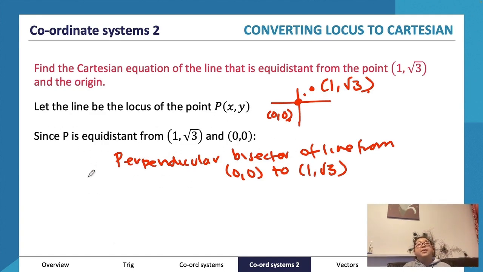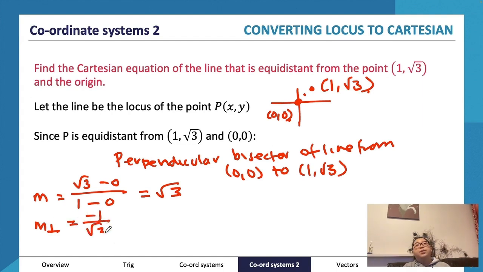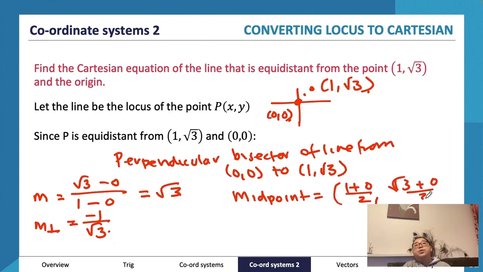For the perpendicular part, we need to find the gradient. So m equals root 3 minus 0 over 1 minus 0, which is essentially just root 3 as the gradient. Your m perpendicular is going to equal negative 1 on root 3. Then we need to confirm the bisector component, so we need to find the midpoint of those two points. It's just going to be (1 plus 0) on 2 and (root 3 plus 0) on 2. So the midpoint is just going to be (a half, root 3 on 2).